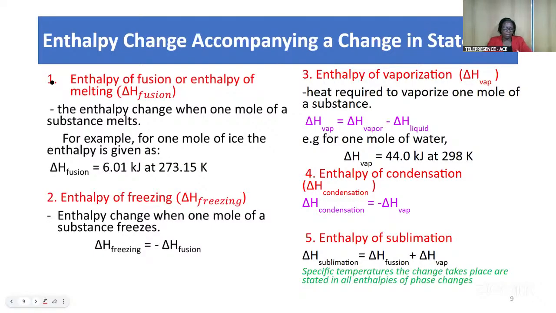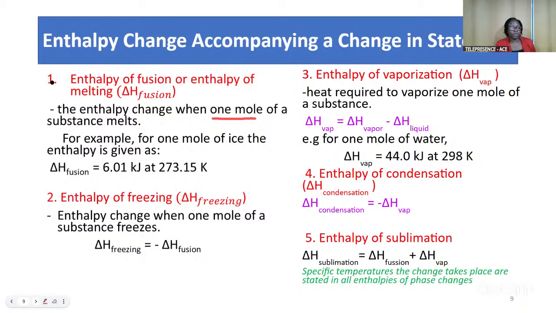So when we talk about the enthalpy change when 1 mole of a substance melts, we are referring to enthalpy of fusion or enthalpy of melting. Enthalpy of fusion or enthalpy of melting, that is the enthalpy change when 1 mole, bear in mind it is 1 mole of the substance that is melting. If you have ice, it will melt to give you liquid water.